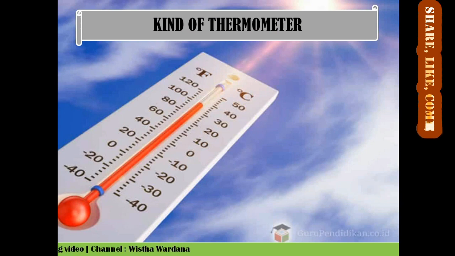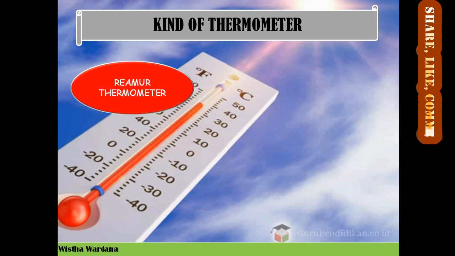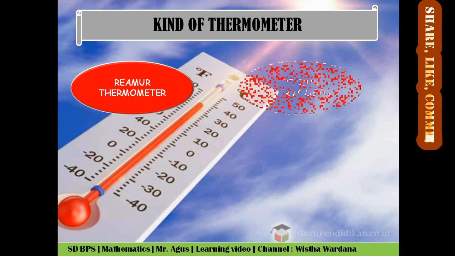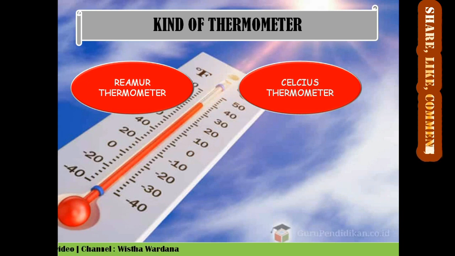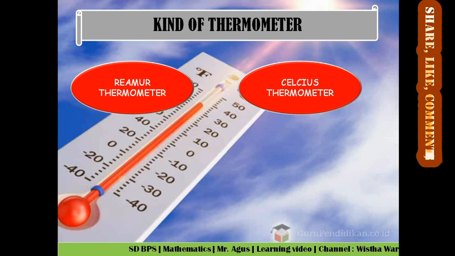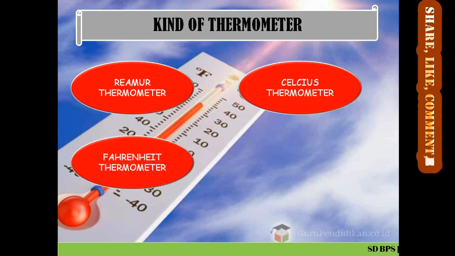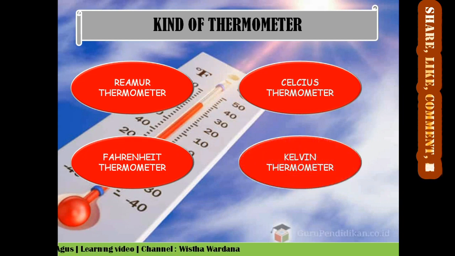So, let's learn about the kinds of thermometer. The first one is the Reaumur thermometer. The second one is the Celsius thermometer, which is very familiar to you because almost every doctor uses a Celsius thermometer to measure the temperature of the patient. The third one is the Fahrenheit thermometer. And the last one is the Kelvin thermometer.